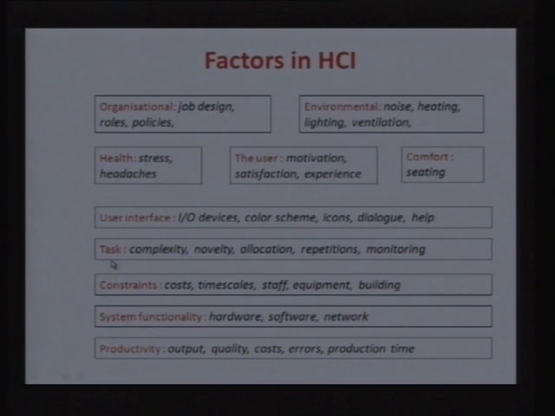Similarly, when we move to another important factor, that is a task, what kind of task may it perform? It could be its complexity, it could be novelty, it could be allocation, it could be its repetitions, it could be monitoring. Similarly, there could also be certain constraints which may hinder the process of your human computer interface, and that is your constraints. So these constraints include costs, time scales, staff, equipment, and building.